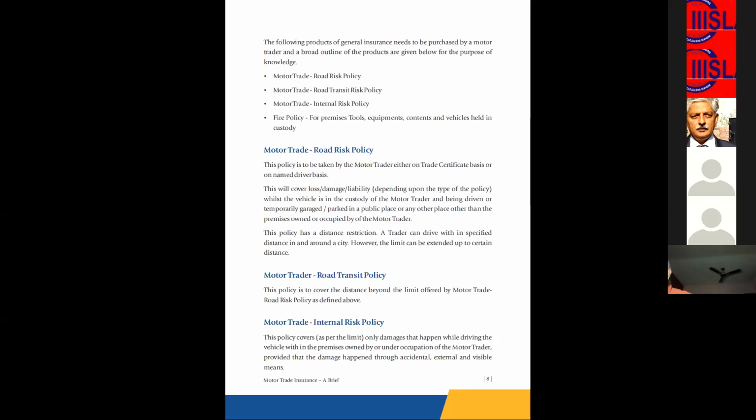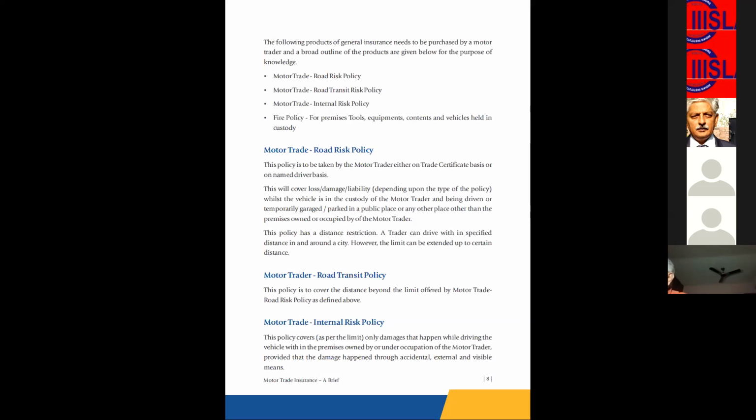Whereas under the internal risk policy, if the mechanics are driving inside the dealership and rub against a compound wall, hit another customer's vehicle, or hit their own vehicle inside the premises, all those things are covered. But in case a spanner accidentally falls on the windscreen, it is called handling damage. Working damages while being worked upon cannot be paid under the internal risk policy. These are all considered a trade risk, which will not come under this.